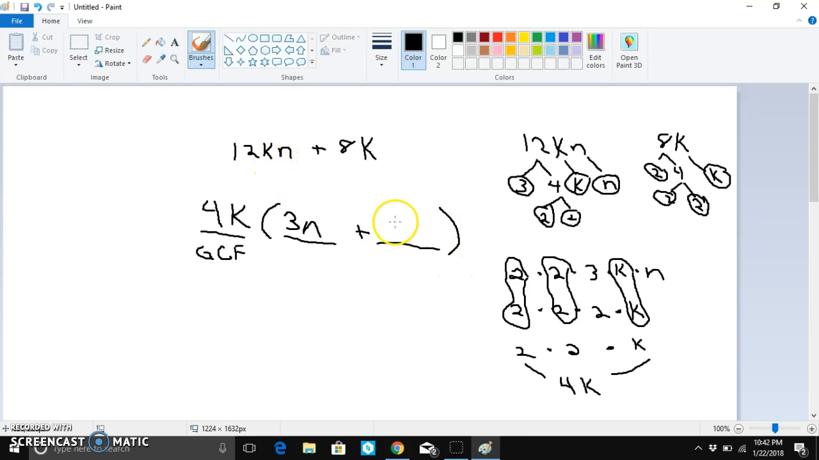Okay, to get our second term, we have to figure out, 4k goes into 8k how many times? So 4 goes into 8 twice. And if I multiply 4k times 2, that would give me 8k. So that's all I would have to do for that one. So this expression is equal to this one. This is the distributive property backwards. You have to factor out the greatest common factor and then figure out the greatest common factor times what will give me the first term, and the greatest common factor times what will give me this second term up here.